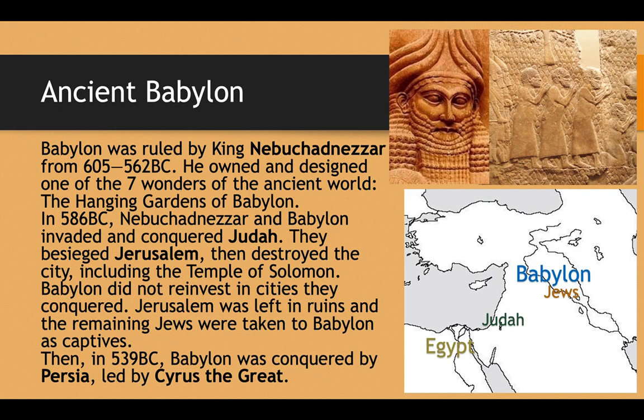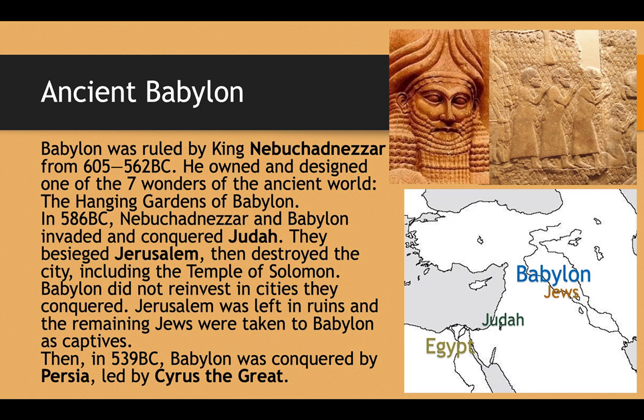So what about Babylon? Well, Babylon was ruled by King Nebuchadnezzar II during their height of power, and this was from 605 through 562 BC. A couple things about him: he owned and designed one of the 7 wonders of the ancient world. If you've ever heard of the 7 wonders of the ancient world, that includes the Great Pyramid of Giza, for example. And the one that Nebuchadnezzar made was the Hanging Gardens of Babylon. And this no longer exists. In fact, all of the 7 wonders of the ancient world have now crumbled or been destroyed, except for the Great Pyramid at Giza. So back to Nebuchadnezzar.